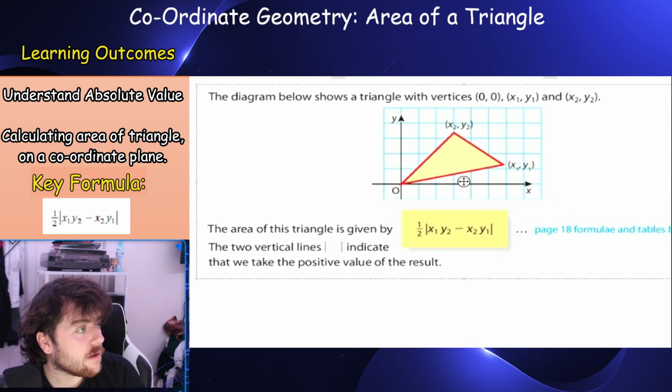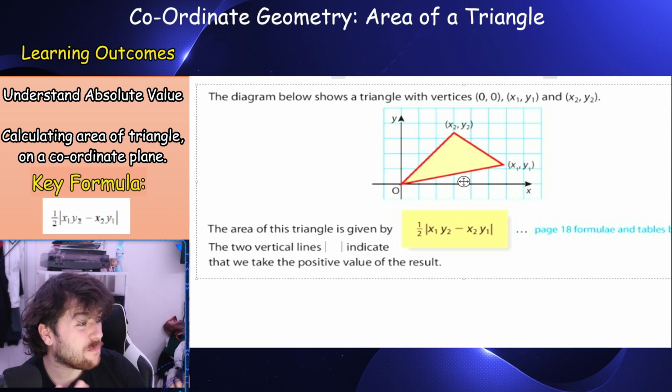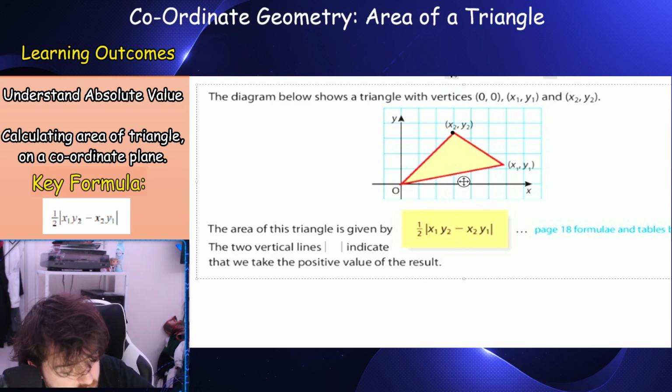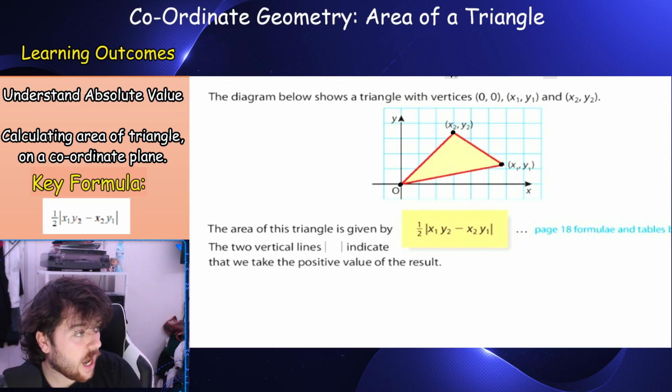The diagram below shows a triangle with vertices (0, 0), (x1, y1), and (x2, y2). Vertices are just points, yeah? So the vertices are here and here. The points are (0, 0), (x1, y1), and (x2, y2). The area of this triangle is given by this formula here: a half times the absolute value of x1 times y2 minus x2 times y1.